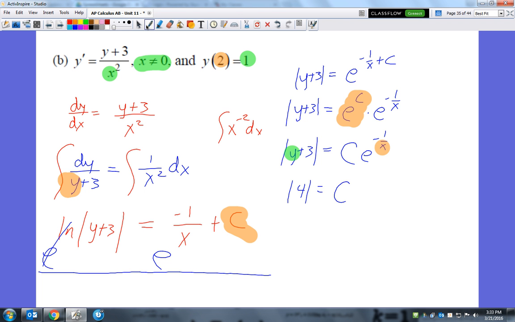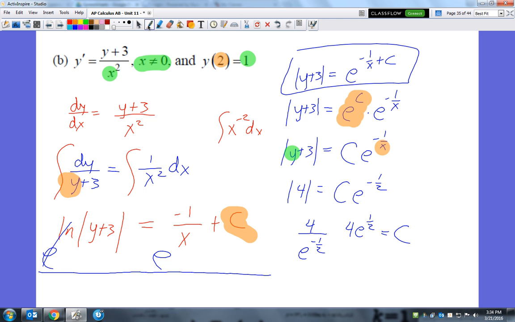So we have C e to the negative 1/2. And again, we're trying to get C all by itself. So what I'm going to do is divide. So I get 4 divided by e to the negative 1/2. Well, e to the negative 1/2 is the same as e to the positive 1/2 if I move it up to the top. So we can say C is equal to 4e to the positive 1/2. Okay? And if I were to plug that in, because again, where is it at?